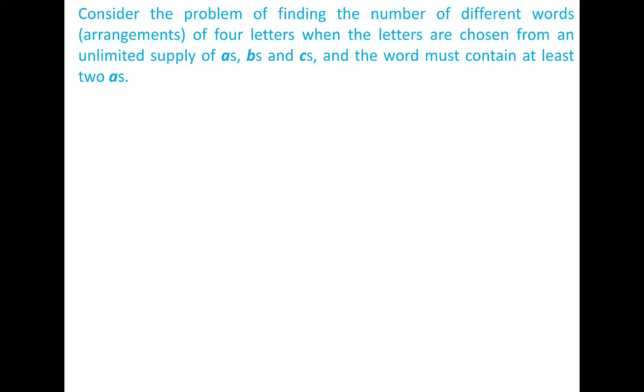We need to find the number of different words of 4 letters where letters are chosen from an unlimited supply of A, B and C such that the word must contain at least 2 A's. So at least 2 A's means there are the following possibilities: either 2 A's, 3 A's or 4 A's.